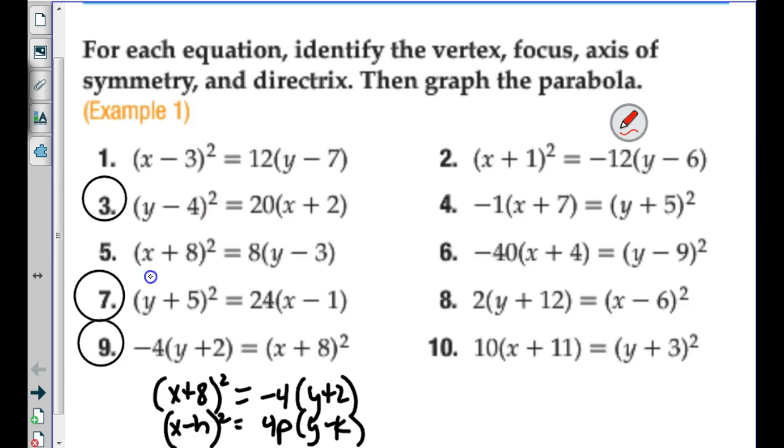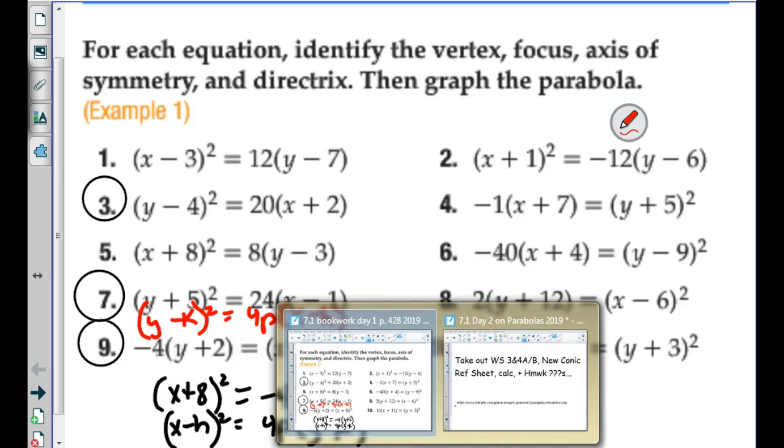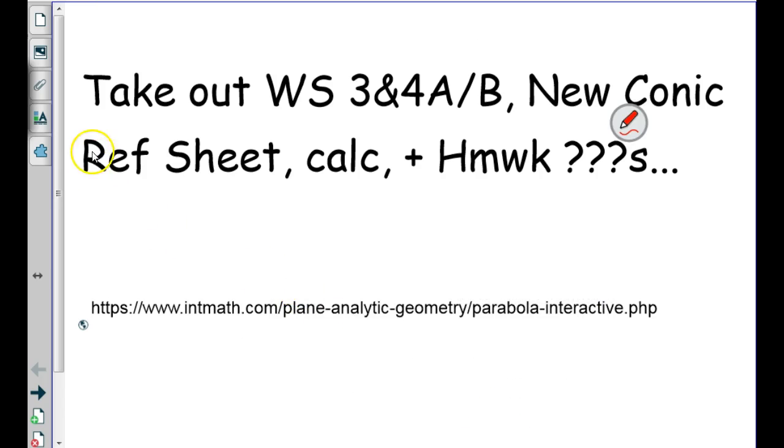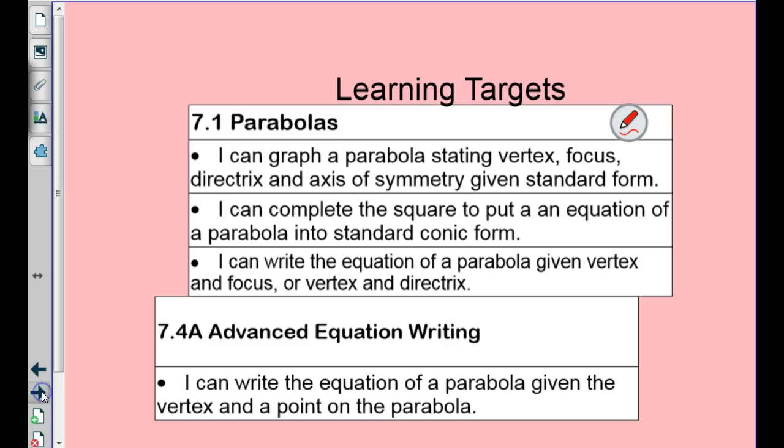Oh, what do you need me to do? Y minus k squared equals 4p x minus h. Okay, but this one is a sideways one. So you got to line up the right formula. Okay, we're going to do some of those, but let's just do them off the notes, okay? And then you can go back and try the homework. I don't want to do all your homework when it's not very many assigned anyway.